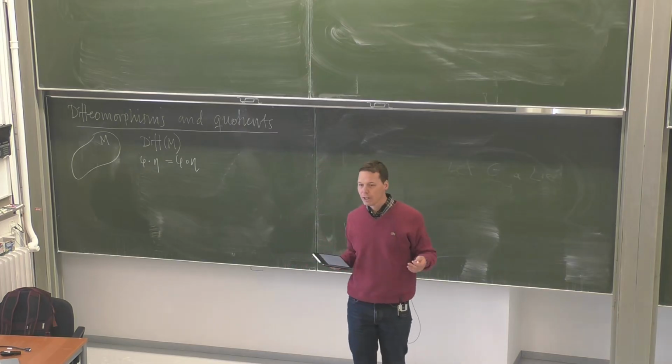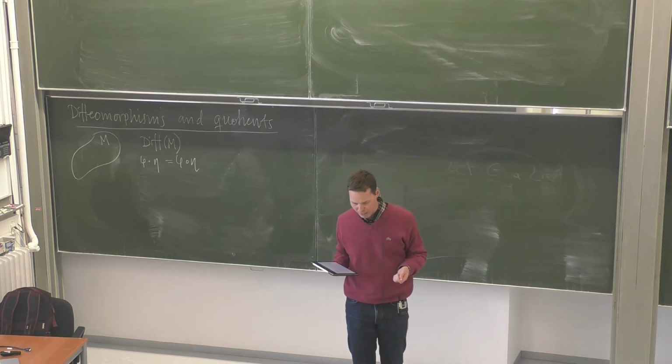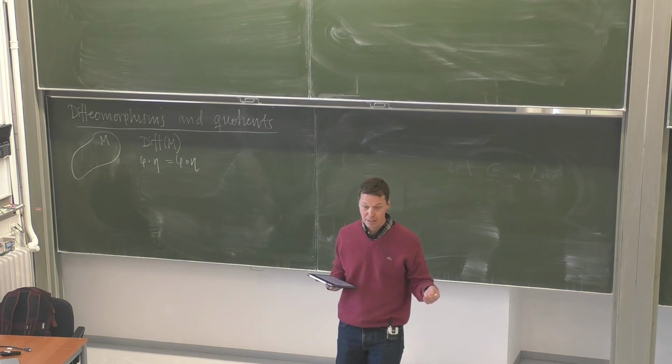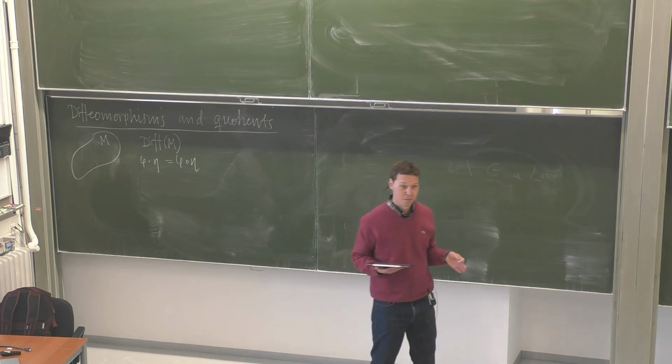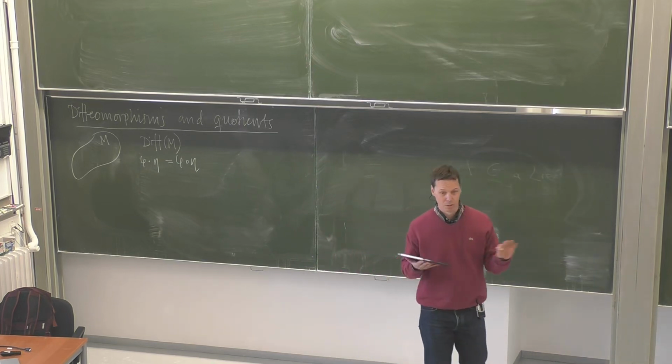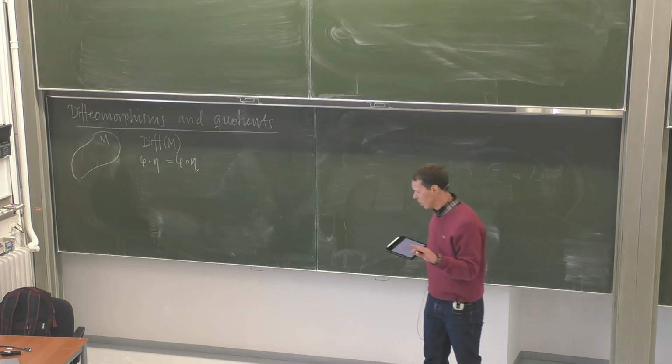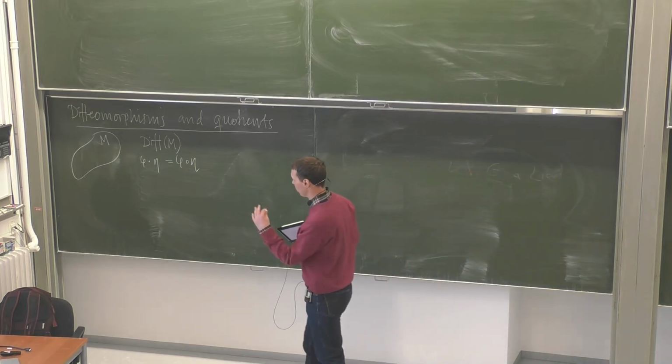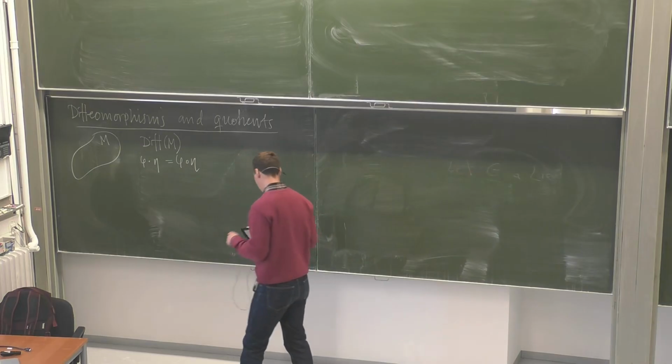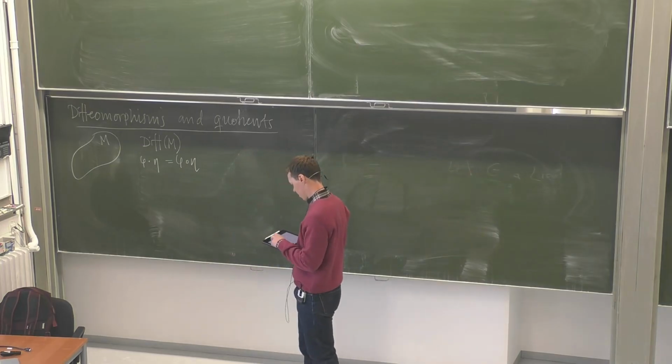There are other ways of doing it, which are sometimes better from the point of view of doing analysis, like using Banach manifold structures, but then you lose this Lie group structure. You lose some of it.